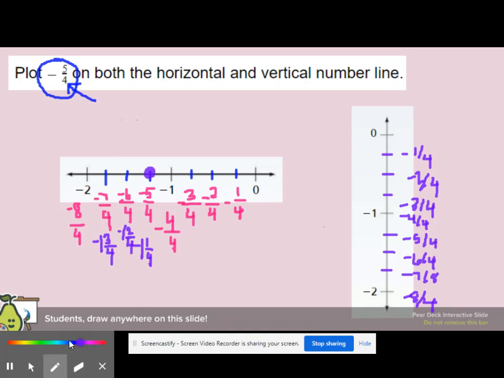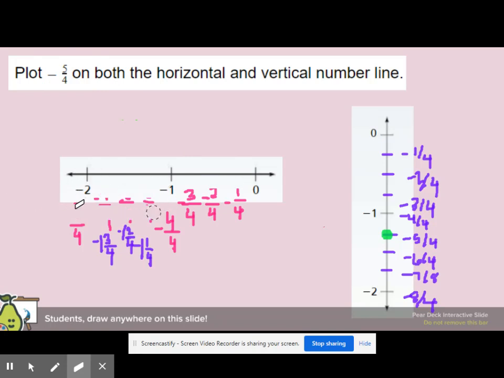And then I want to plot, which means put a dot, -5/4. So go down 5. 1, 2, 3, 4, 5. I went down 5/4. Each tick mark is a fourth. Okay, so that is plotting on a vertical and horizontal number line. So let's see which one's in store for us next. And this is a very tricky skill. Very tricky indeed.